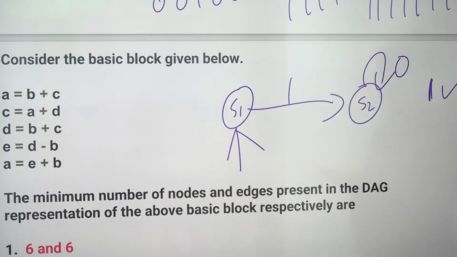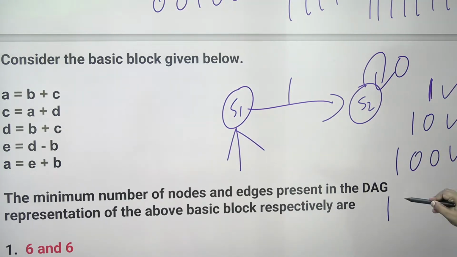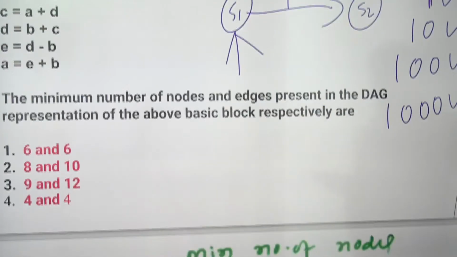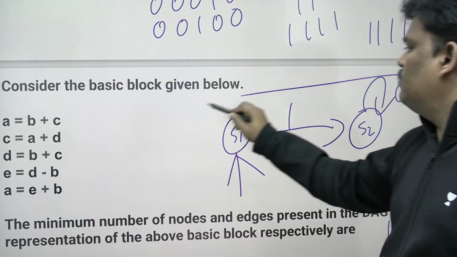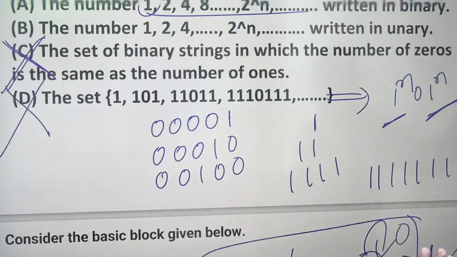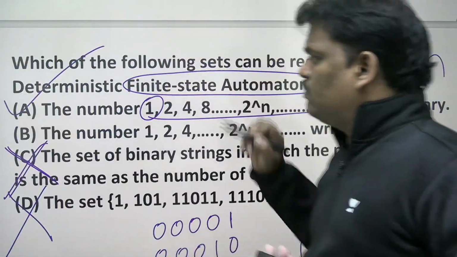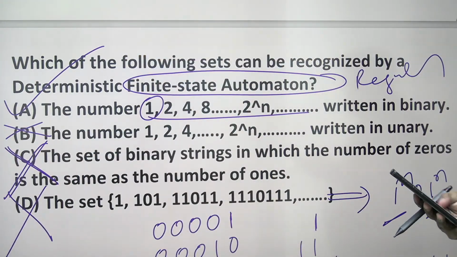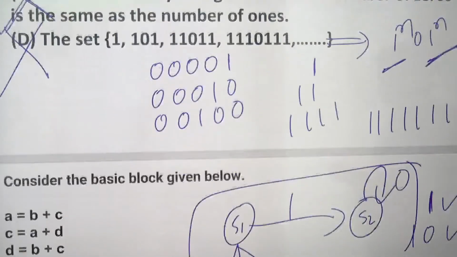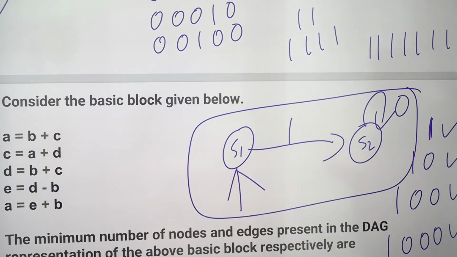So is 1 possible? Yes. 2 possible? Yes. 4 possible? Yes. 8 possible? Yes. 16 possible? Yes. Exactly. So the others cannot be; if you want, you can try. A will be the answer. This is the diagram for this: starting with 1, followed by any number of zeros.